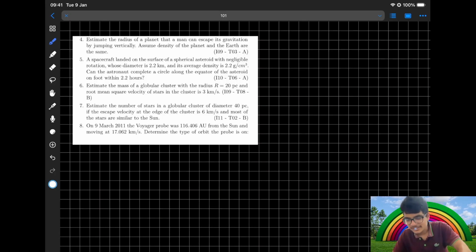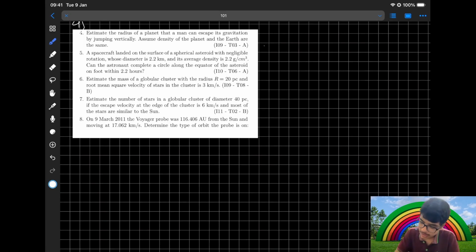One of the reasons I love IOAA, it has really fun questions. We are in question number 4. Estimate the radius of a planet from which a man can escape its gravitation by jumping, assuming the density of the planet is the same as Earth's. Let us suppose that one man can jump up to 50 centimeters. You can do it practically, right? It's a rough estimate, so you can choose between 20, 30, 50 centimeters. If you're Ronaldo, it's 70 centimeters maybe, I don't know.